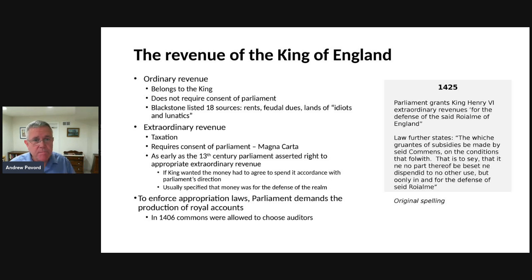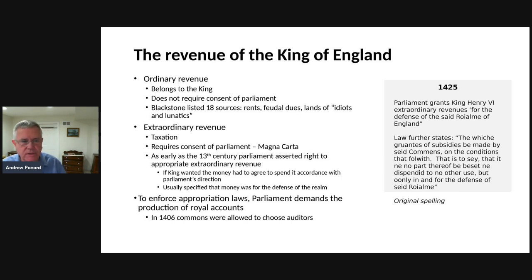Now, what the Magna Carta set up is that the king had two kinds of revenue. There was ordinary revenue, and this revenue belonged to the king. It was the king's money to do what he, or if it was a queen, what she wanted to do with it. It did not require the consent of Parliament.